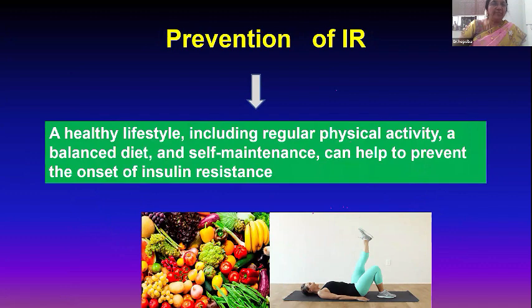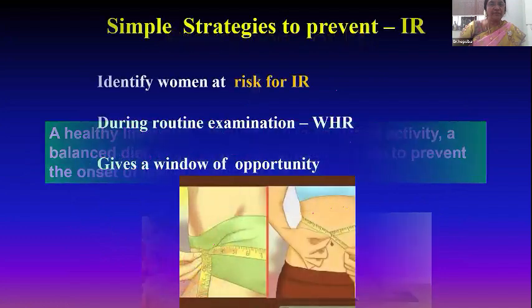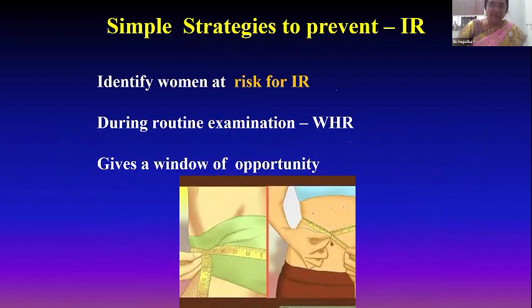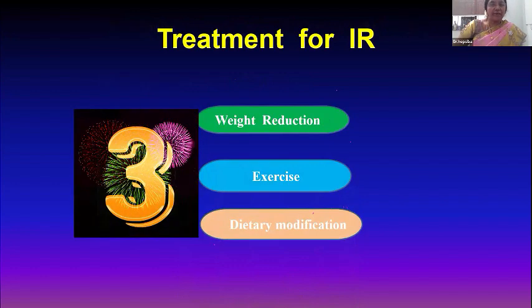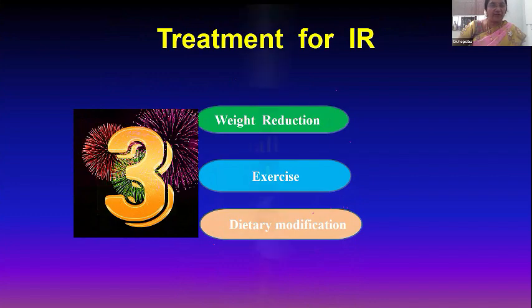So how do we prevent it? A healthy lifestyle, including regular physical activity, a balanced diet, and self-maintenance, can help to prevent the onset of insulin resistance. As clinicians, we are interested in prevention. So apart from taking BMI, in a routine exam we can take the waist-hip ratio, which gives an opportunity to screen them further and give them advice. The 3 important things for treatment are weight reduction, exercise, and dietary modification.